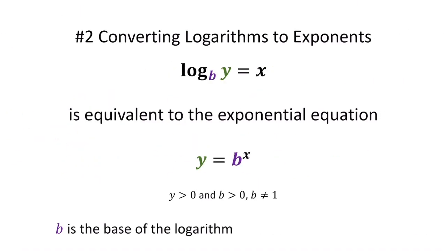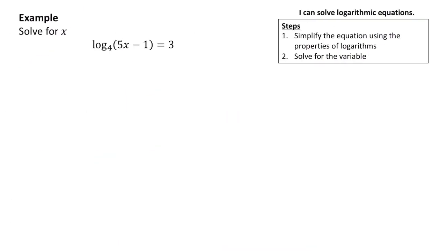We can also use the property where we convert logarithms to exponents to solve logarithmic equations. Remember, we just need to draw in the arrows. And this will turn into b to the x equals y. So what if we're trying to solve this equation? The log base 4 of 5x minus 1 equals 3. Okay, so we have a logarithm that is equal to a whole number.